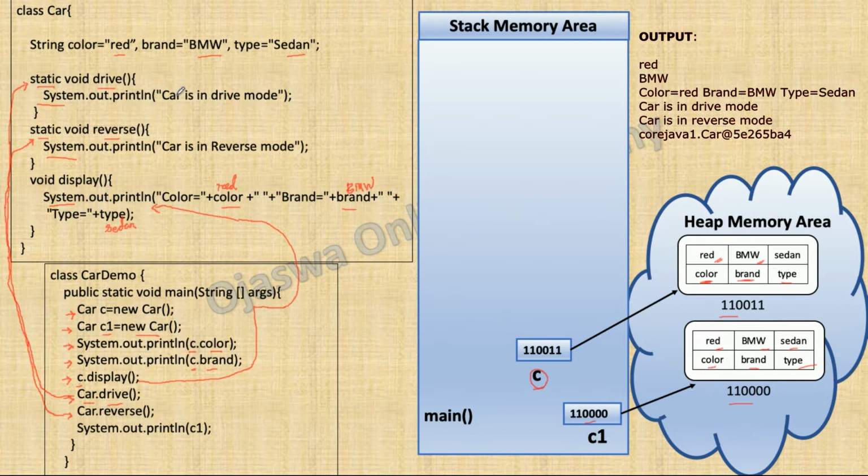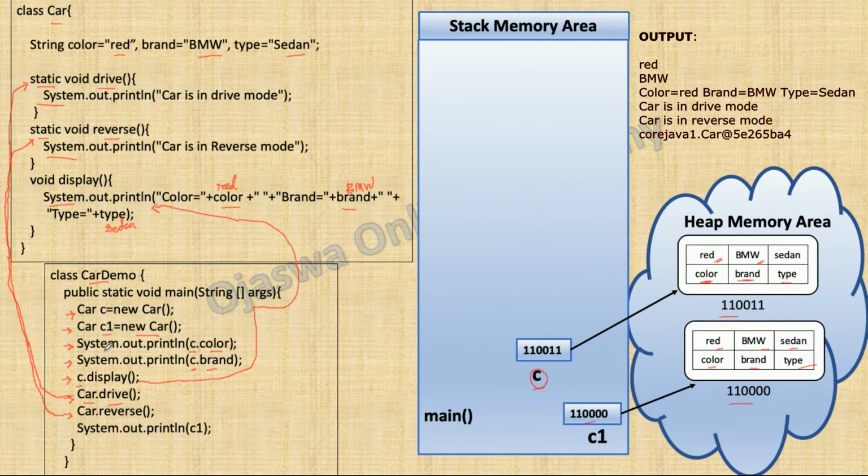Now what all things we have learned in this program? We have defined a class Car. We have defined 3 instance variables. We have defined behavior of object car, that is drive and reverse. And we have also defined display method which will print the data related to the object. That is, it will print the data assigned to the instance variables. We have created a different class, CarDemo, for writing the main method. We have created two objects. Every object will have its copy of instance variables.